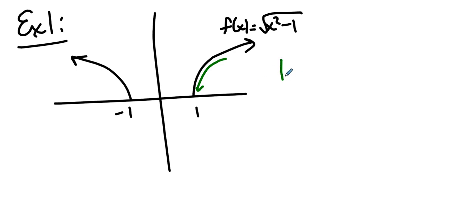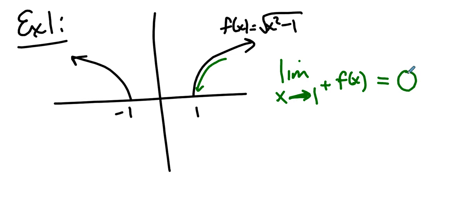And the way we say that is that we're going to find the limit as x approaches 1 from the right. That's what that plus sign means. It means from the right. So we use the same kind of notation. It's a limit of f of x as x approaches 1 from the right. And we would say that that limit, those y values, are getting closer and closer to 0.